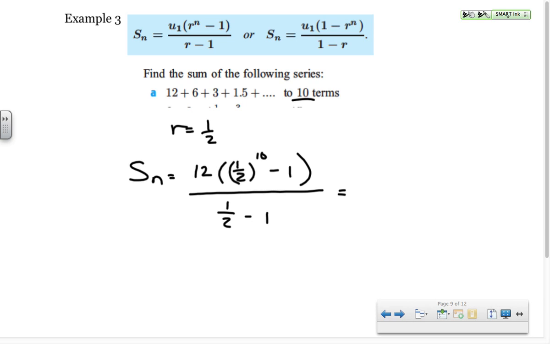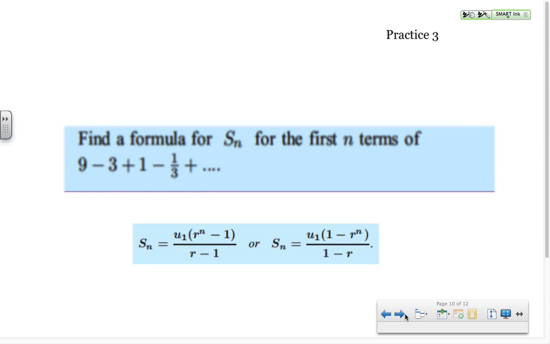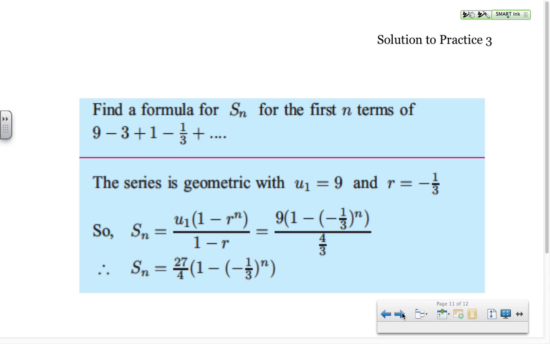Definitely use a calculator, okay? Please do not try to do these kinds of problems by hand. You're going to be wasting a whole lot of time if you do. So I used the calculator, and I got a very long, strange decimal, 23.9766. All right. Practice number 3, okay? So this is your practice problem, pause, do the problem. There's your solution. Okay. And that is it.